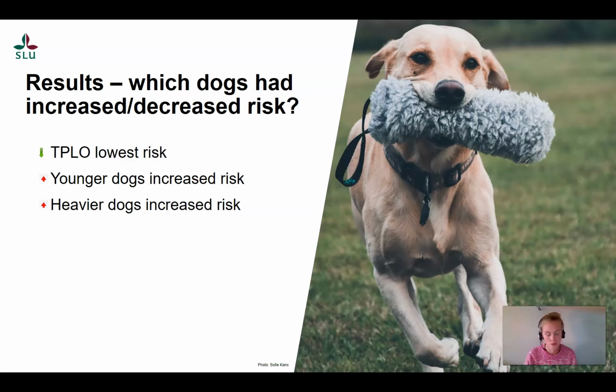And I also just want to add that it's really complex. The decision of which treatment is chosen for a dog is really complex, and it involves a lot of different factors and should be individually chosen for each dog. So these were the results from this study. It doesn't mean that these results apply to all dogs in all situations, because the risk factors can vary between different hospitals, between different surgeons, etc. But this was the result of our study.